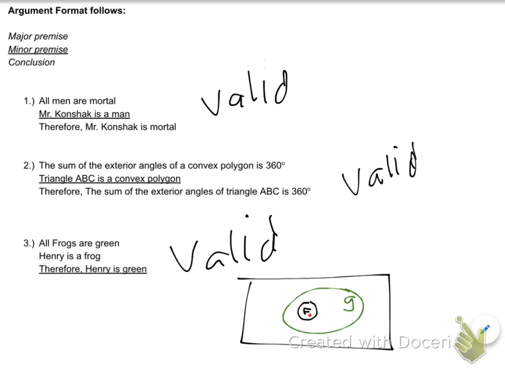Now, could I have stated that Henry is a dog? Therefore, Henry is green? No, that's invalid. That would be invalid. Because could there be a circle for dogs over here? That's why I put D for dogs. Maybe dogs are also green, but since I don't know that, dogs may not be green. Heck, half the circle could be in and half the circle could be out. There could be green dogs and non-green dogs. Right. So therefore, it would be invalid if I changed to Henry being a dog instead of a frog.